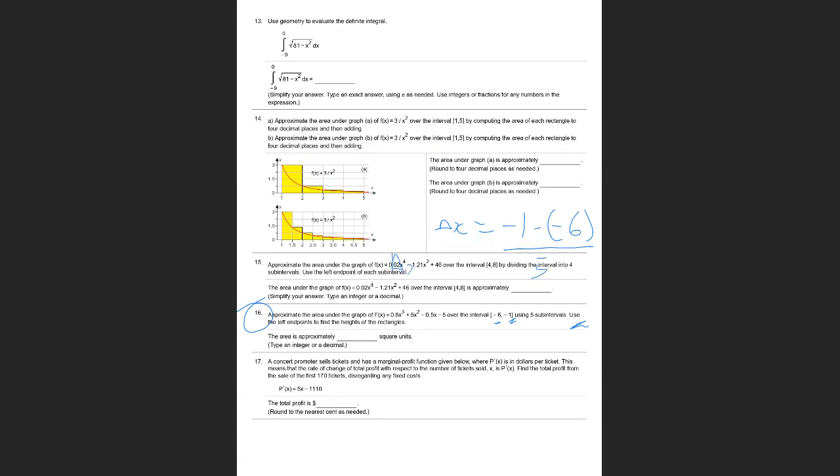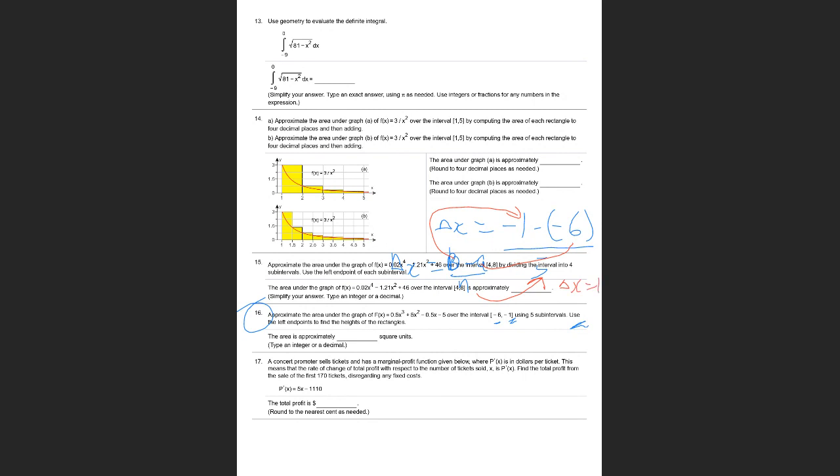Remember that delta x is equal to the upper bound, which I'm going to call b, minus the lower bound, a, divided by n. And we see that n is equal to 5, b is -1, and a is -6, and -1 minus -6 is 5. 5 divided by 5 is 1. Therefore, delta x is equal to 1.